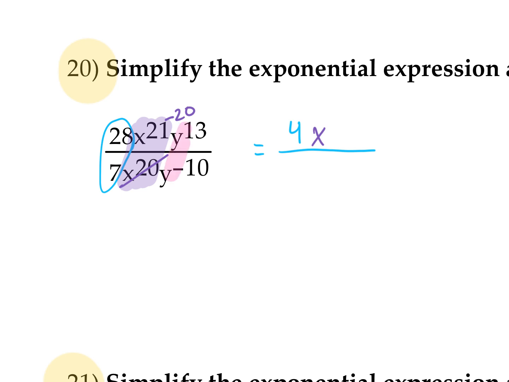Now let's look at the y's. What do I do when I'm dividing? Subtract. So it'd be 13 minus negative 10. Be super careful with the signs here. So we add. Awesome. When you subtract a negative, we add. So this would be y to what power? Y to the 23rd power. Do I have anything left on the bottom? Nope. So our answer is 4 times x times y to the power of 23.